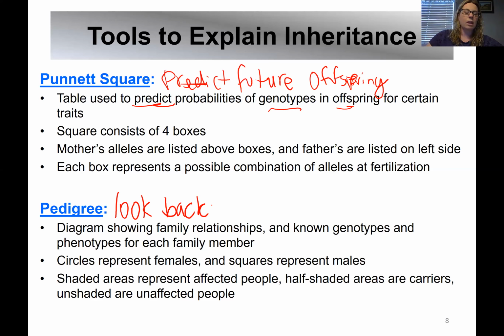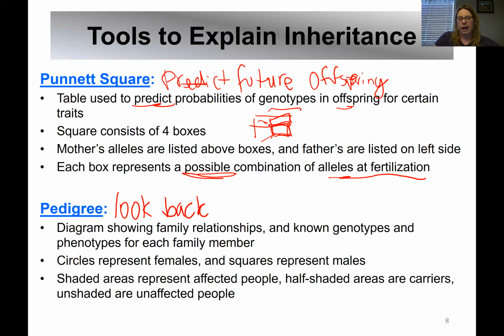A Punnett square, if we're looking at one trait, is basically a set of boxes, and we cross the traits, and we'll go through some examples. We look at all the possible combinations of alleles at fertilization. Each little square represents a possible zygote.